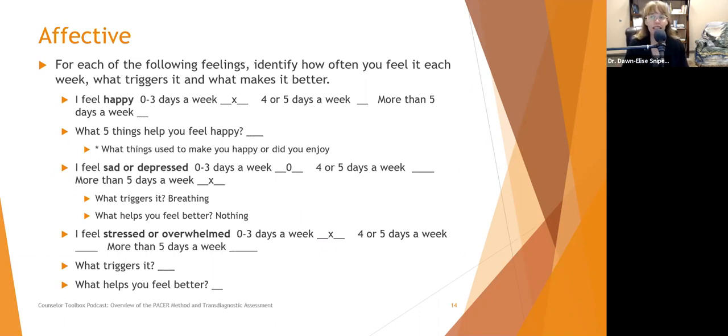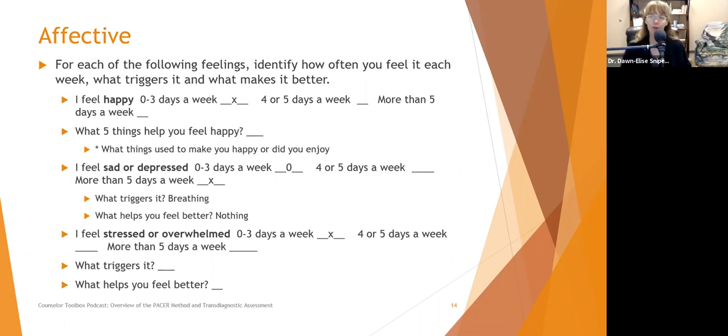What 5 things help you feel happy? He didn't know. He just kind of shrugged. And he's at this point when he presents that he's in a state of sort of learned helplessness and just has kind of given up and doesn't remember what makes him happy anymore. What things used to make you happy or did you enjoy? And that's going to be one of those assignments for him to do for next week.